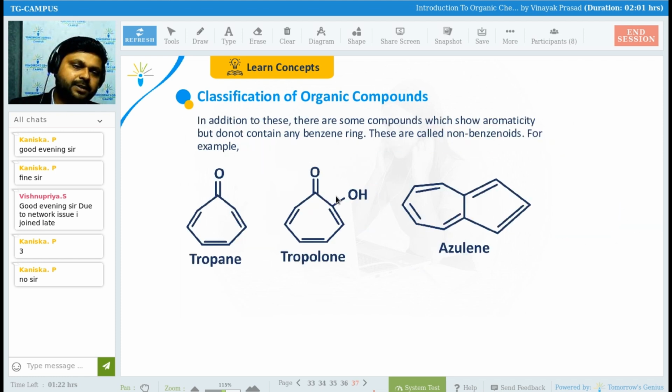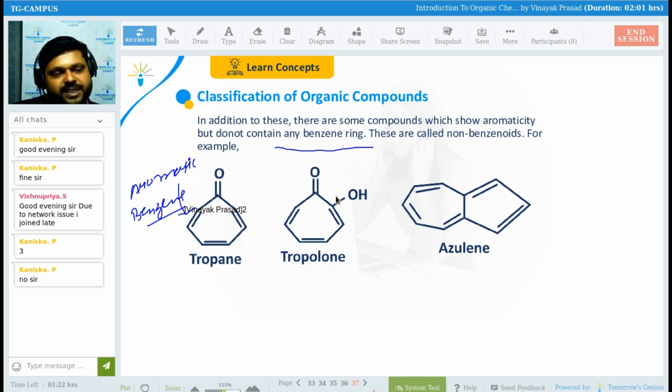Next point. See here, in addition to these, there are some compounds which show aromaticity but do not contain any benzene ring. These are aromatic compounds, but they are not benzene. You may write this down. I have told you one thing, that every benzene is an aromatic compound, but every aromatic compound need not be benzene. Is it okay? You can see from these examples that although they are aromatic, they are not benzene.